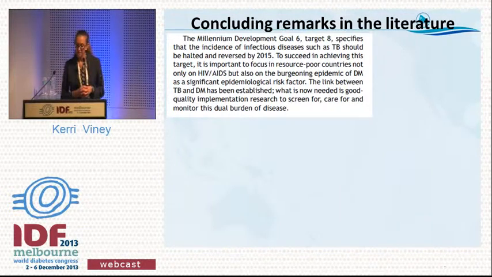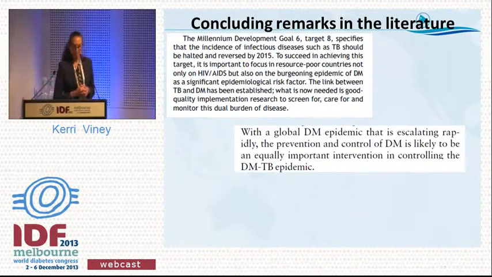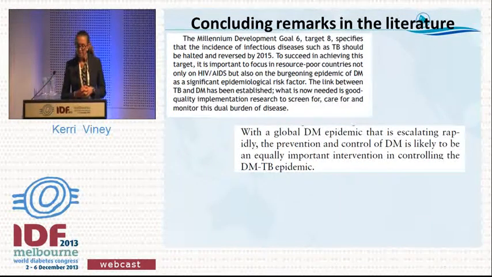The link between TB and diabetes has been well established. What we now need is good quality implementation research to screen for, care for, and monitor this dual burden of disease. With a global diabetes epidemic that is escalating rapidly, the prevention and control of diabetes is likely to be an equally important intervention in controlling the diabetes and TB epidemic.